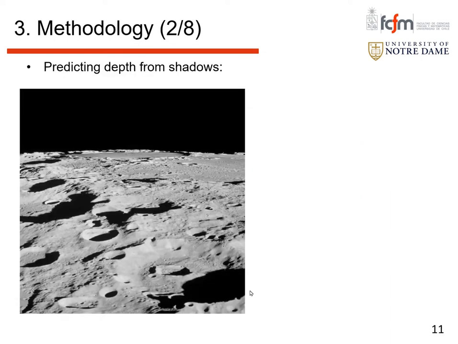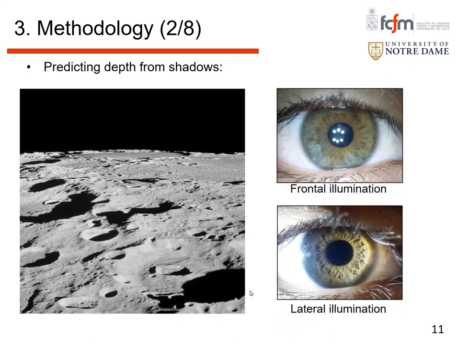In order to solve the second issue, that is the lack of perspective information in iris images, we propose to predict depth from shadows. For example, we humans can detect that this picture of the moon is not a flat terrain, but rather there are craters, and we can tell that because of the shadows they cast. In this way, we proposed to illuminate the iris not only with frontal illumination but also with lateral illumination, so that iris features and the muscular systems in the iris can cast shadows, and the convolutional neural network will be able to relate the shadows in RGB images with depth information.